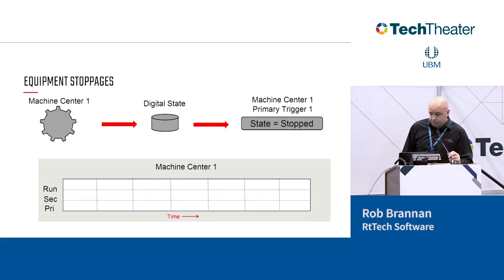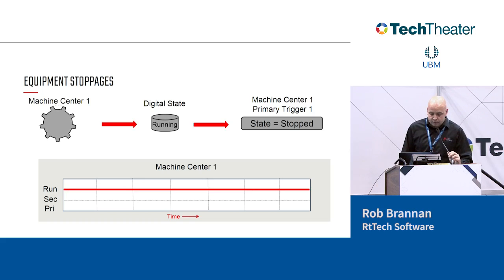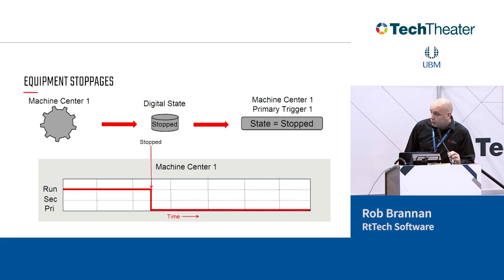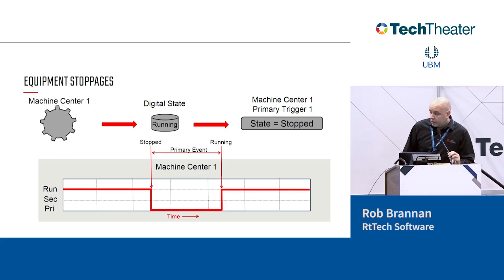Then in its simplest form, what we look to do, and this is more for an availability loss, is look at a digital state such as a running signal, and we're monitoring that in real time all the time. And then what we're looking to do is see when there's a stoppage. And then when the machine goes back up and running again, we've then got an event. We've got a period of time to the second on what's occurred.